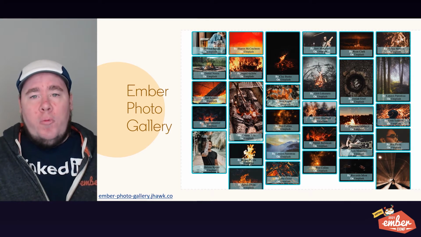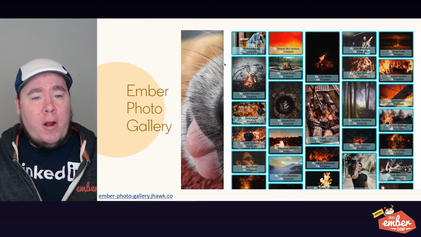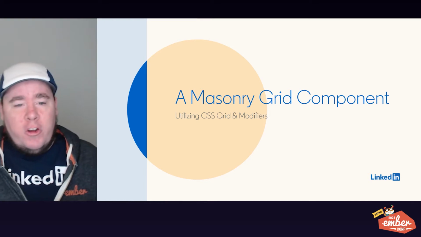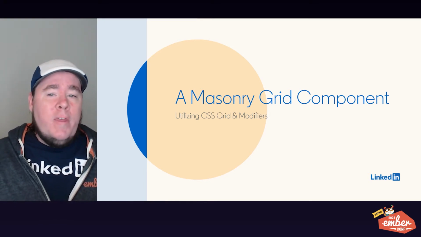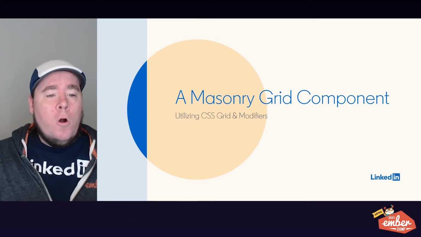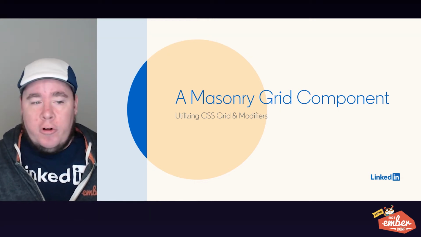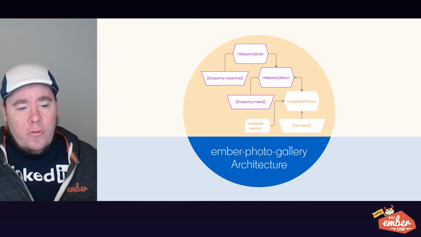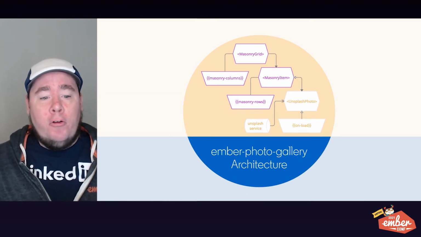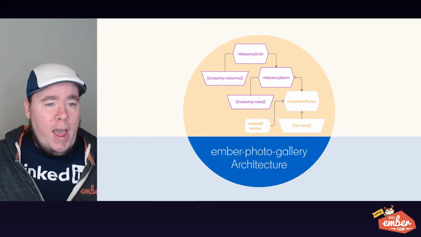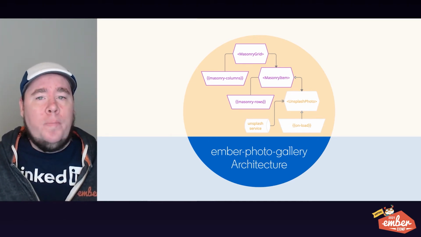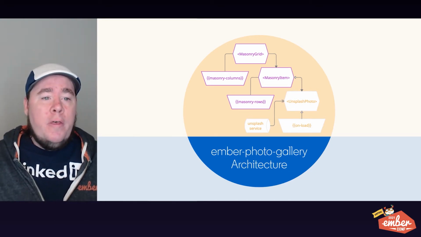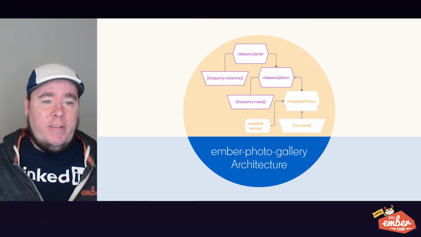So let's dive in a little bit to understand how I thought about approaching this problem and what some of this implementation looks like. So the first thing I wanted to do was design a Masonry Grid component that provided a generic API for exposing this feature to any sort of consumers. And I did that utilizing CSS Grid and Ember modifiers. So here's what the architecture of my Ember Photo Gallery demo looks like. At the top level, we have a component called Masonry Grid, and that component has a modifier called Masonry Columns that it wraps around the user content that's getting passed in.